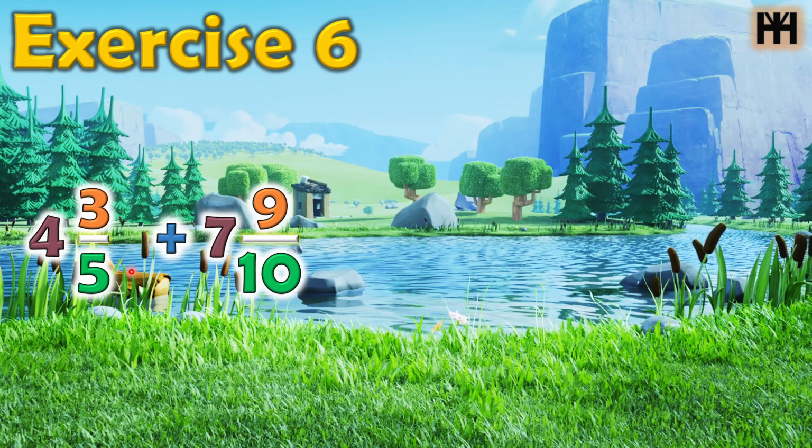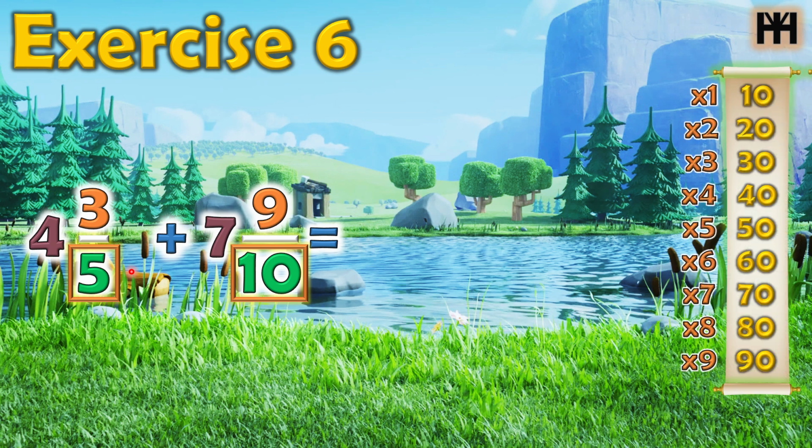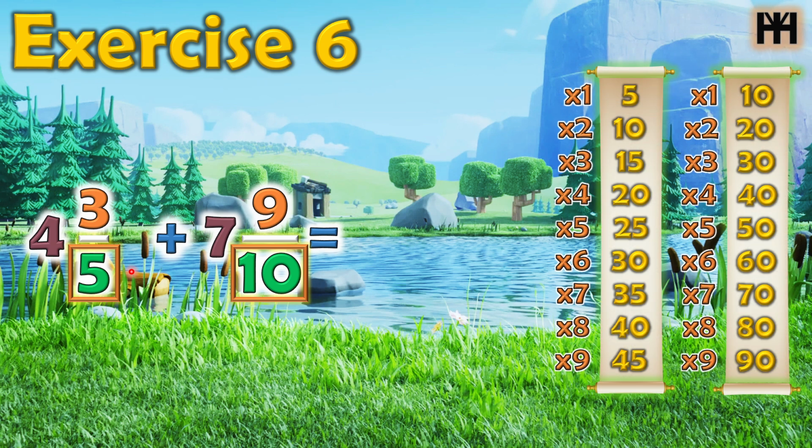Exercise 6. 4 and 3 over 5 plus 7 and 9 over 10. Okay, as you see here, the denominators are different, so we must find the LCM, and the LCM here is 10. This is the LCM between the 5 and the 10. So to make 10 into 10, just multiply it by 1 or multiply it by nothing. Then to make the 5 into 10, we must multiply it by 2. So multiply here by 2 up and down. I'll multiply here by 1 up and down.